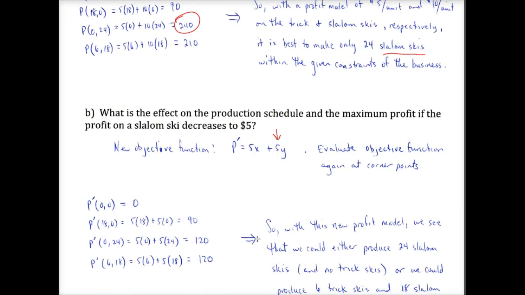We see now that we have two values that give 120. And so that goes along with the points (0, 24) and (6, 18). So what this tells us now is that we have two options of being able to achieve maximum profit based upon this new profit model. So we could either make all shalom skis, or we could possibly make 6 trick skis and then just 18 shalom skis. And so we can make the same amount of profit there. Okay.